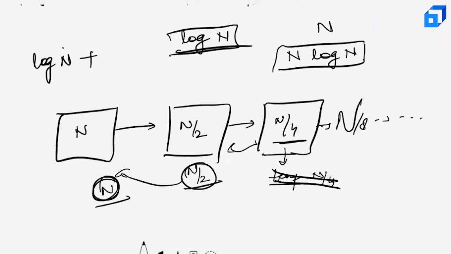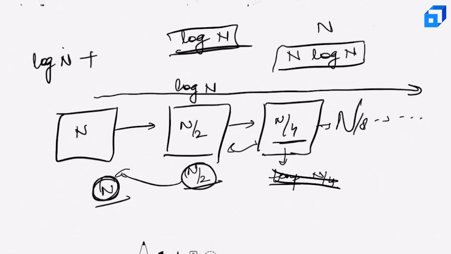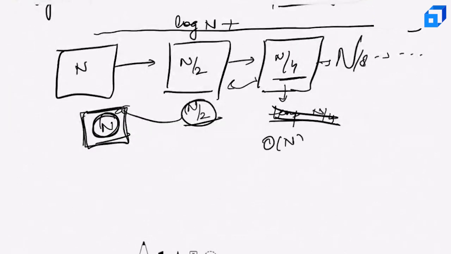So the maximum additional space I end up using is a log n stack of recursion, plus this additional order n size array, which is my temp array. So order n extra space is what we end up using apart from the array space. So space complexity becomes order n. Time complexity becomes order of n log n.